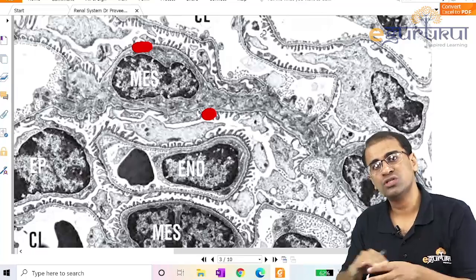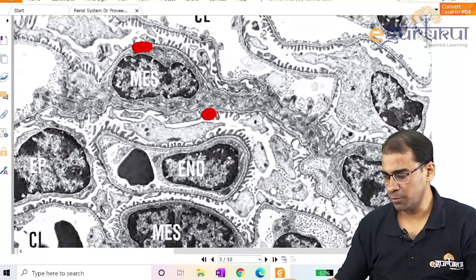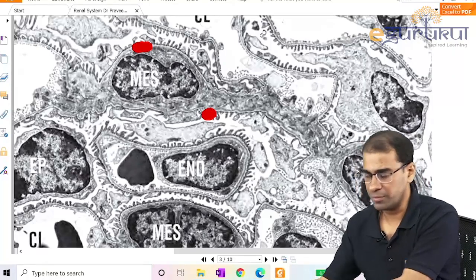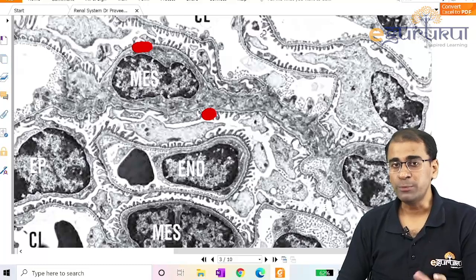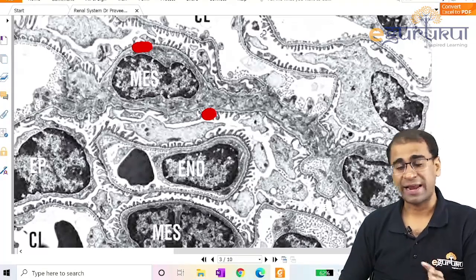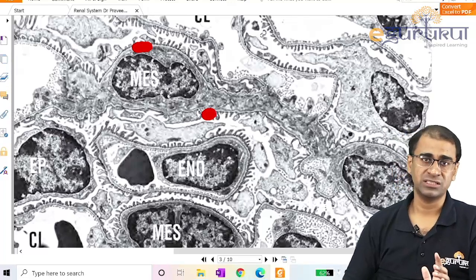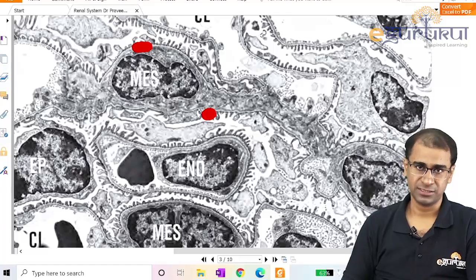Further, it then goes through the parietal cells of the glomerulus and starts forming the tubule. This is how the normal glomerulus findings are. Now what may happen here is, suppose there is deposition of an immune complex or a granuloma, the entire glomerulus gets inflamed, and that inflamed glomerulus is called glomerulonephritis.